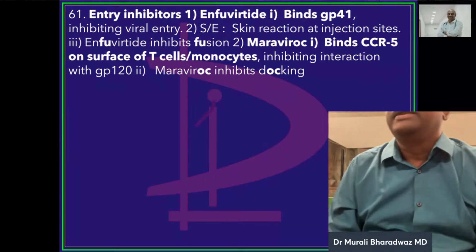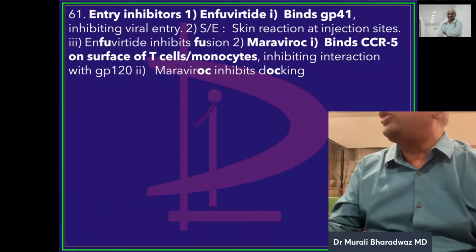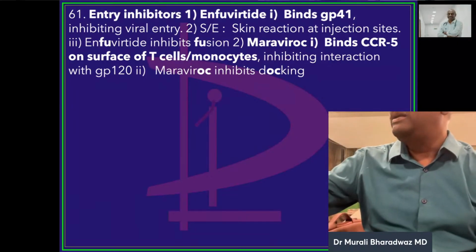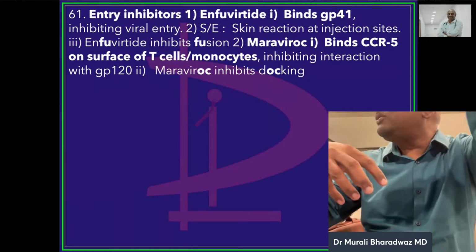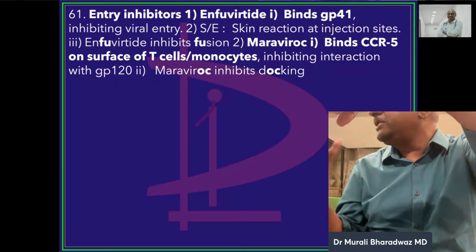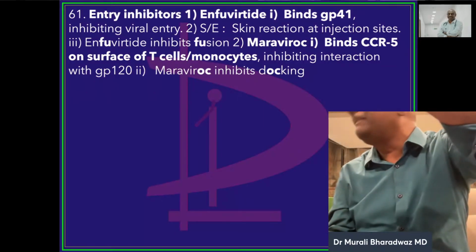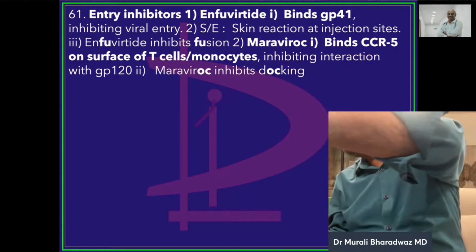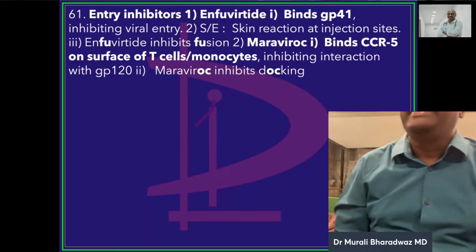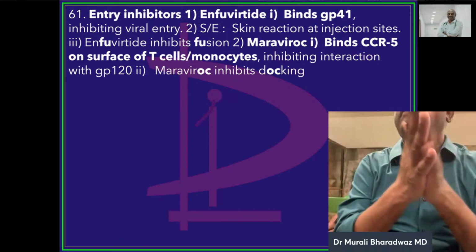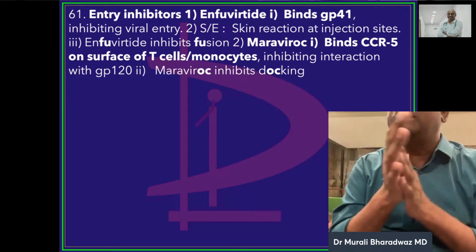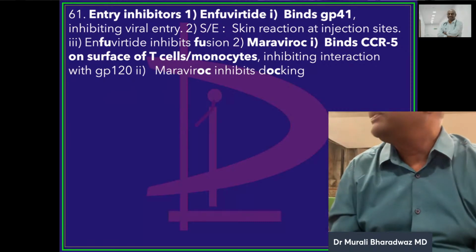Enfuvirtide. So basically there is something called GP41, a receptor to which the HIV virus will come. GP41 is a receptor on the CD4 helper T cell. They are the ones which are infected with HIV. And it typically will cause the entry to become difficult.